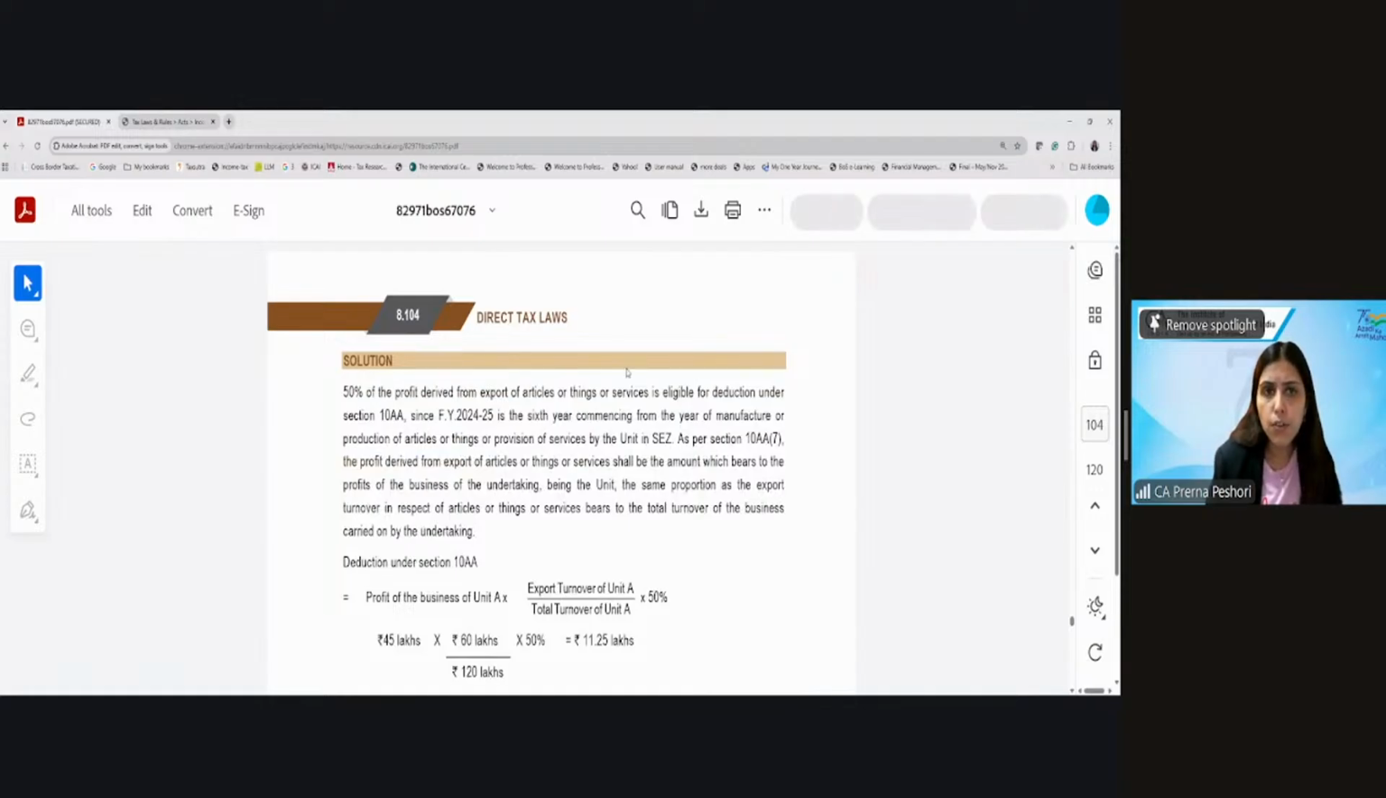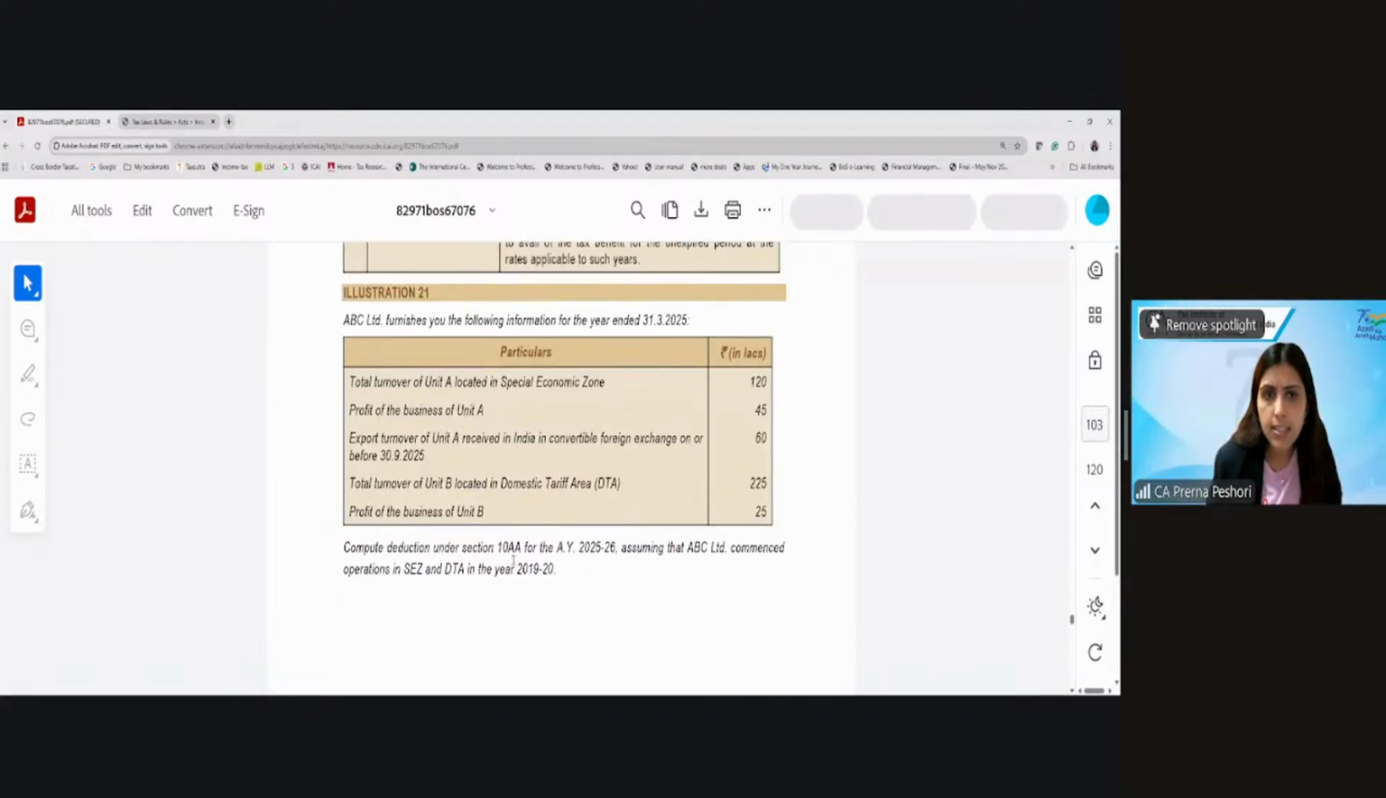So here, if you look at it, which year are we looking at? 25-26. And it commenced operation in the year 19-20, right? So 5 years have already lapsed, so we are not eligible for 100% deduction. This is the 6th year from 24-25, so 6th year, 7th year. So it will be the next 5 years, right? So 50% of the profit derived is eligible for deduction under 10AA.